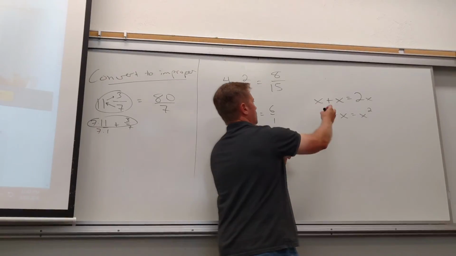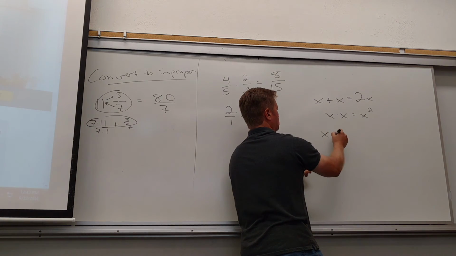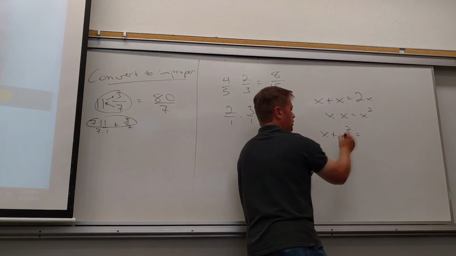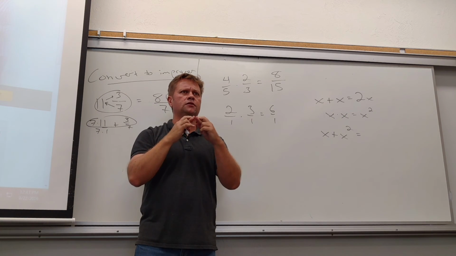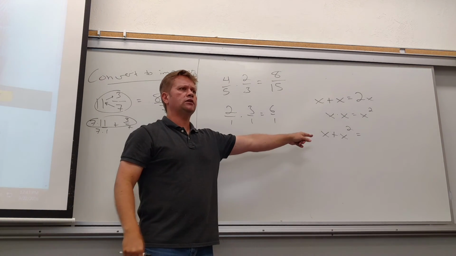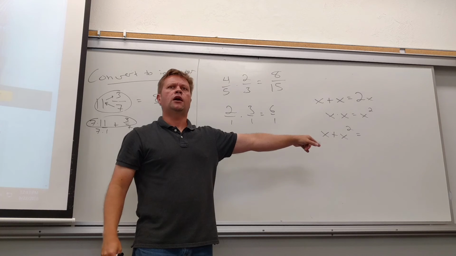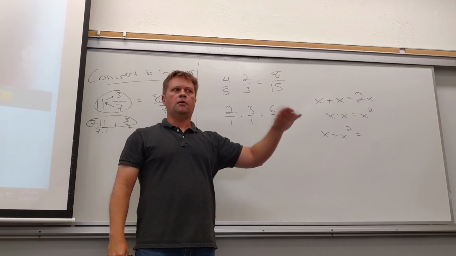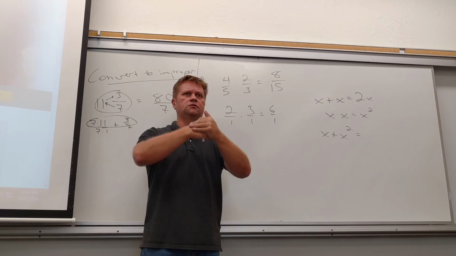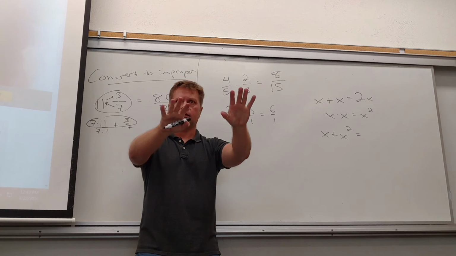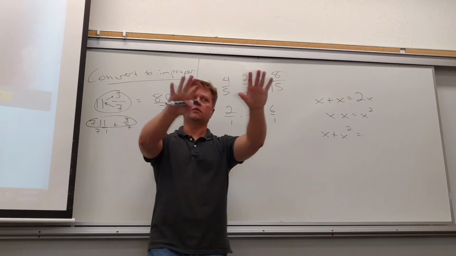So what's x plus x squared? Not 2x squared. I don't see 2 x squares. How many x squares do you see up there? I see one x squared. How many x's do you see up there? One. So it's x plus x squared. Are they like terms? No. I like it. So it's x plus x squared.